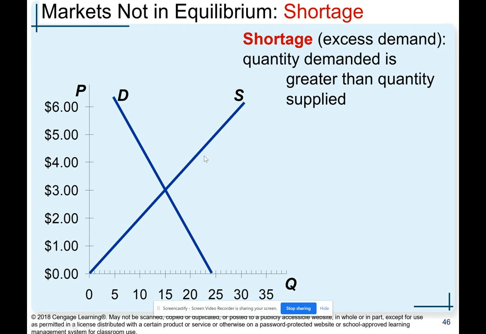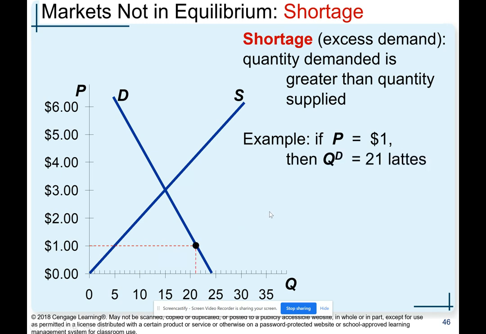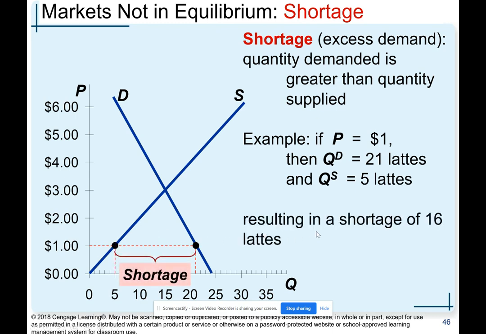A shortage is an excess demand. Quantity demanded is greater than quantity supplied, and it occurs when price is established below equilibrium. An example, $3 is the equilibrium price, but if the price is $1, which is below the equilibrium price, a shortage will result. Therefore, quantity supplied is 21, quantity demanded is 5, and when you take the difference, there's a shortage in this market of 16.